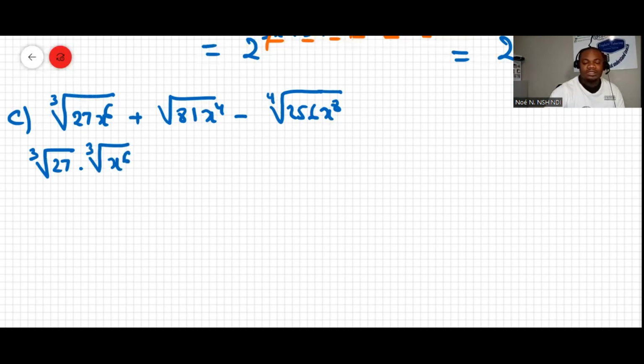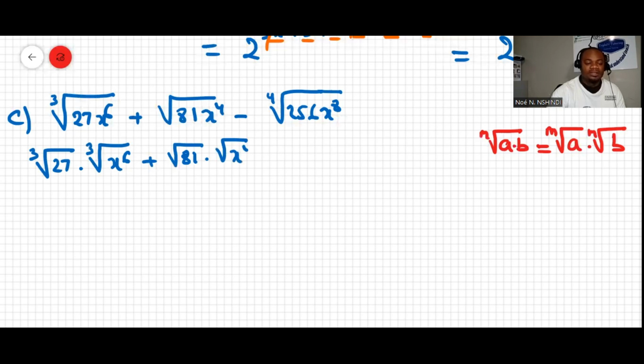The rule says that the mth root of ab is equal to the mth root of a times the mth root of b. Okay, so we can split it like that. So this also is like the square root of 81 times the square root of x to the power of 4, minus the fourth root of 256 times the fourth root of x to the power of 8.